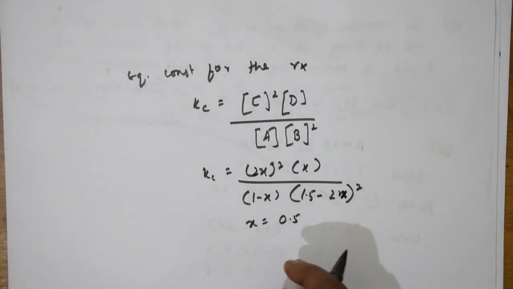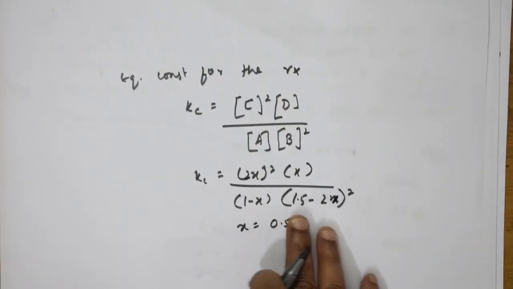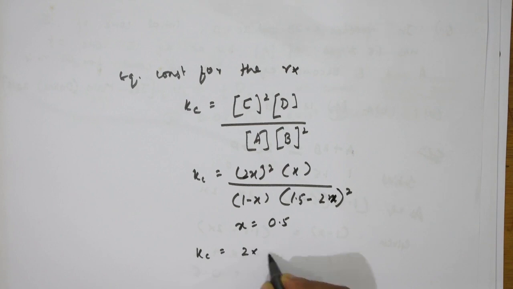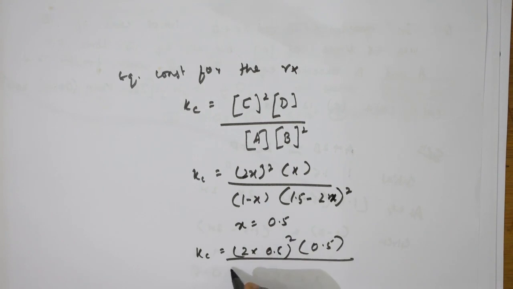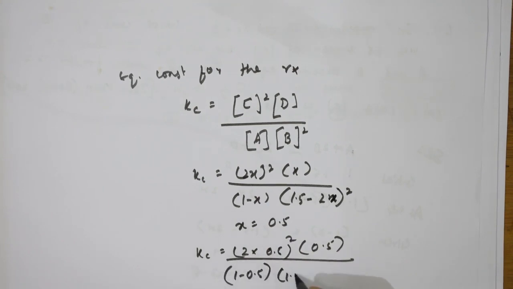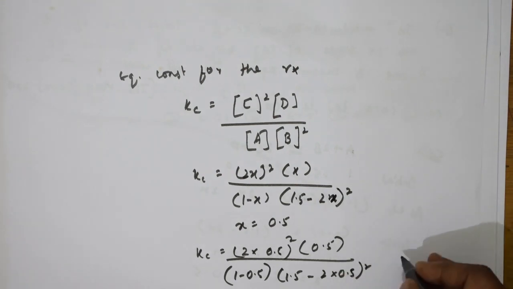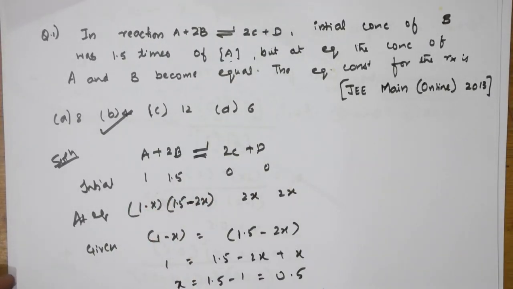Now we have got the x value, isn't it? Now what should I find out? They asked me the equilibrium constant for the reaction. Now let us substitute. X value is 0.5. Now Kc is equal to (2 into 0.5) whole square, and x is 0.5, divided by 1 minus 0.5, and 1.5 minus 2 into 0.5, whole square. So when I solve this whole thing, how much do I get? When I solve clearly, I get an answer of 4. This is the answer. So the option given to us is B. Done, isn't it?